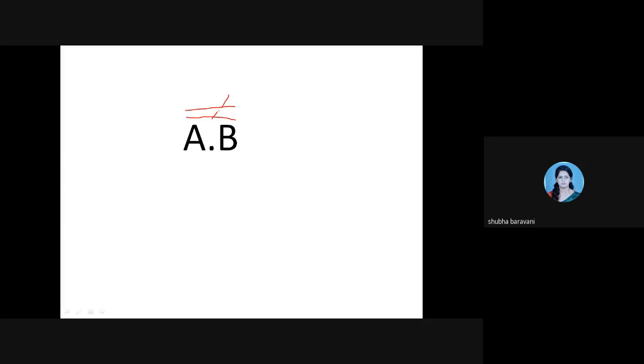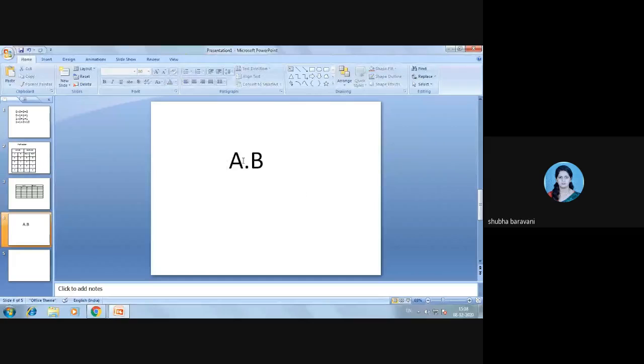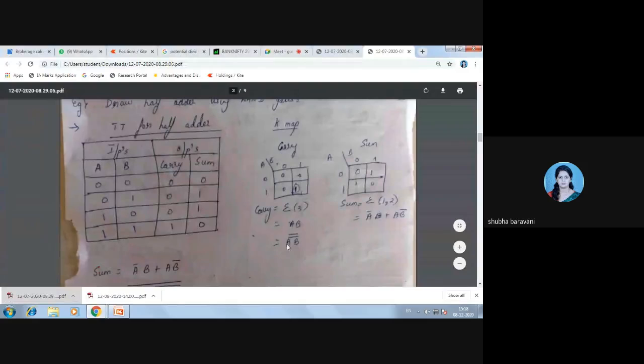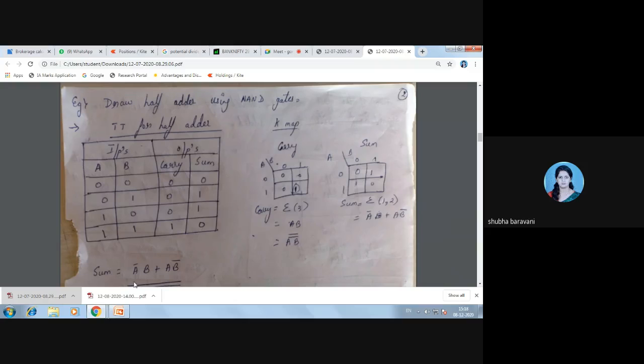Yes, ma'am. So what I have done here, I have put two bars, so that the value of AB will not change. When you put two bars, the value of AB will not change. Okay. So what I have done here, A, B, double bar I have taken.